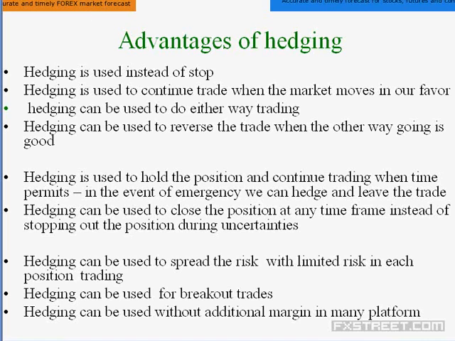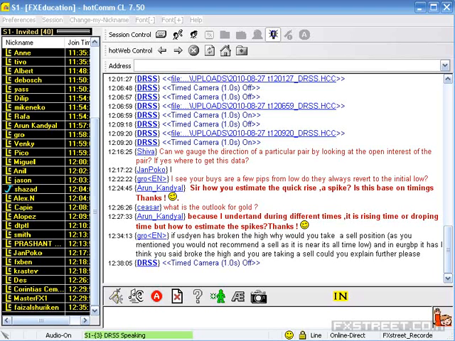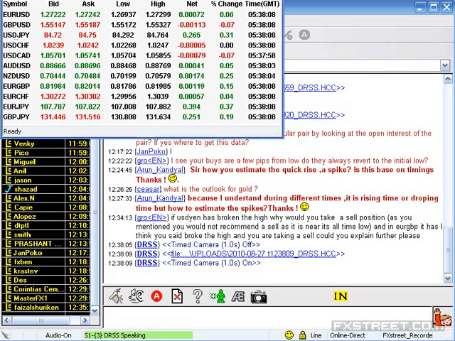So let me minimize the PowerPoint presentation and take up the questions which are asked here. And focus the camera over that of the live market page.